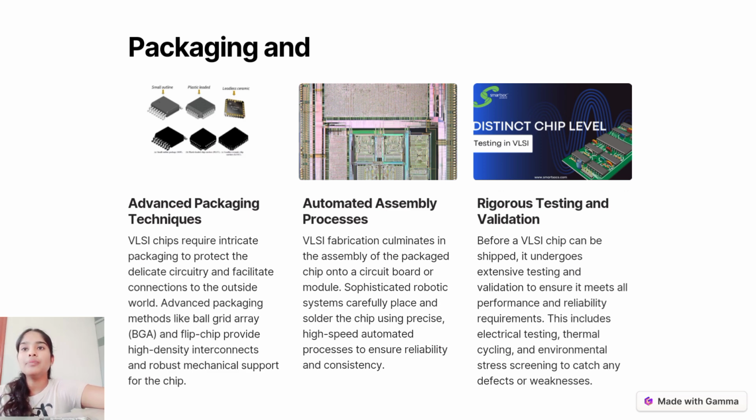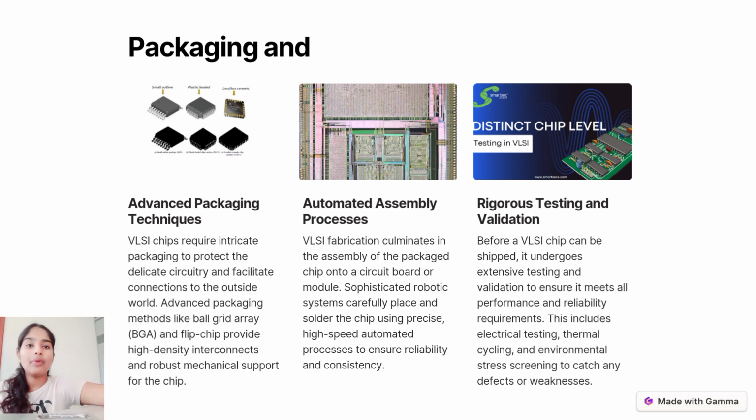Automated assembly process. VLSI fabrication culminates in the assembly of the packaged chip onto the circuit board or module. Sophisticated robotic systems carefully place and solder the chip using precise, high speed automated processes to ensure reliability and consistency.